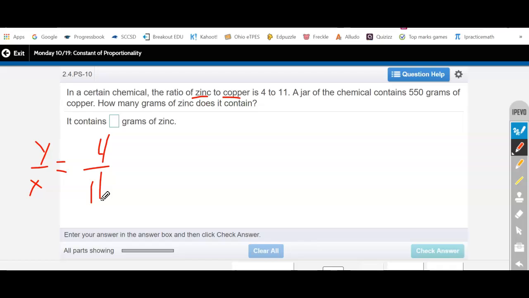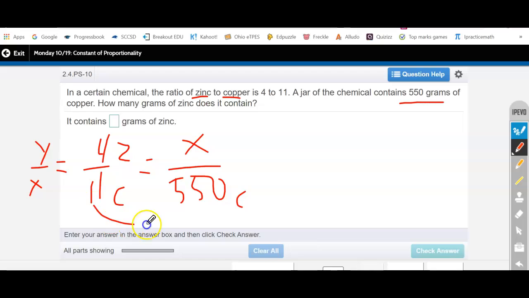Or I could set it up as we said zinc to copper. And this way, this is the way I think it's easier. 4/11, and I'm going to put my labels in. Zinc lines up with 4, copper lines up with 11, and then I'm going to say, okay, well, we got 550 grams of copper, so we're going to go 550 lines up with copper. How much zinc? So we could just go 11 times what is 550?